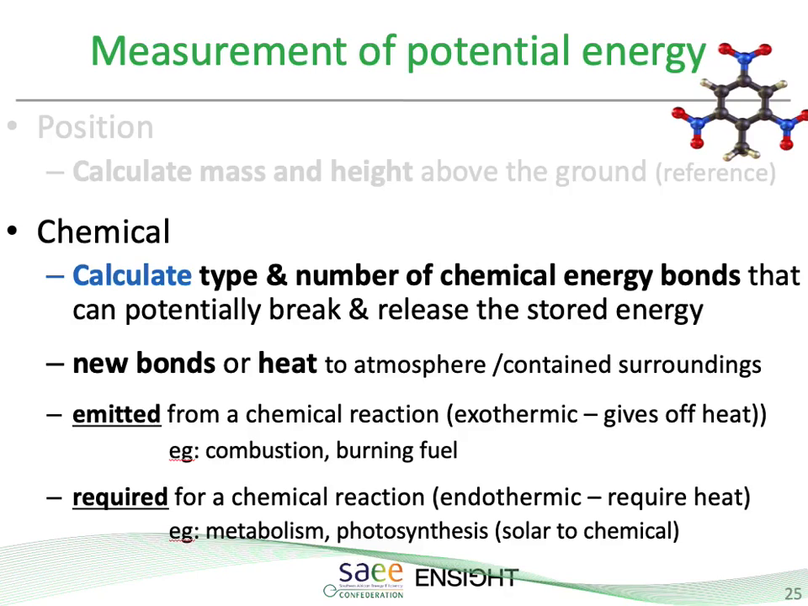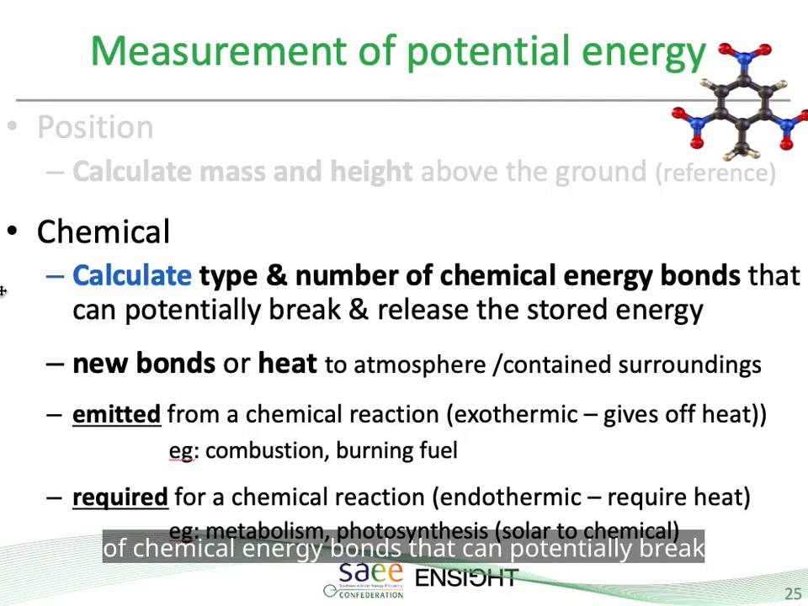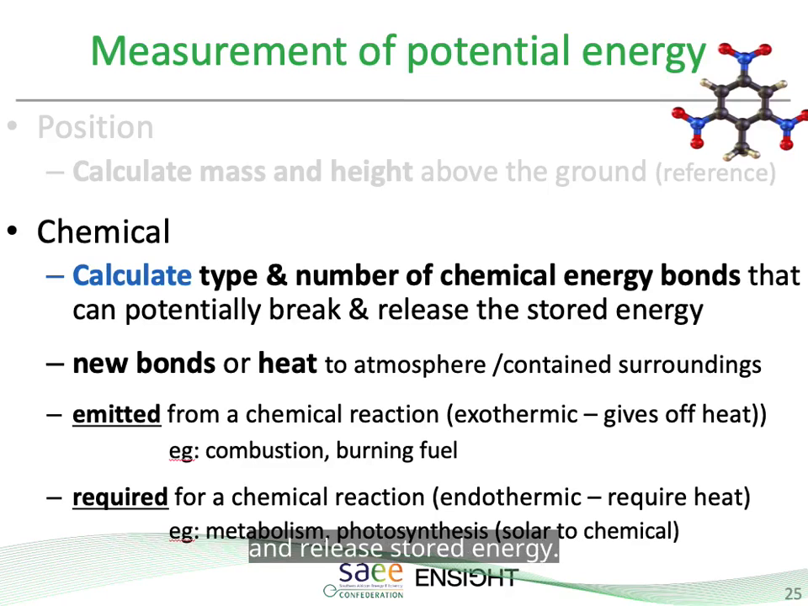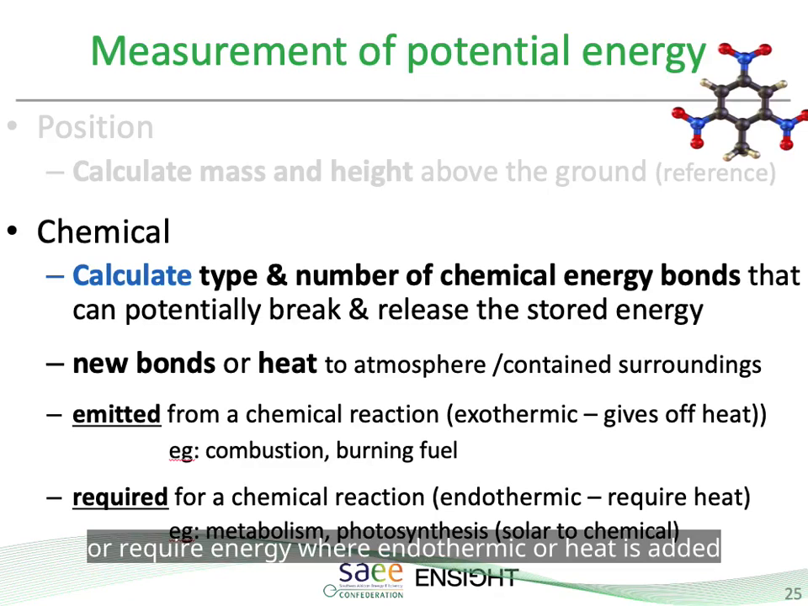Chemical energy. We can calculate the type and number of chemical energy bonds that can potentially break and release stored energy. Chemical energy can either be emitted, or exothermic, where heat is produced, or require energy, where endothermic or heat is added in order to achieve the desired chemical reaction.